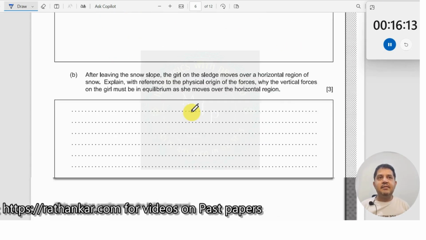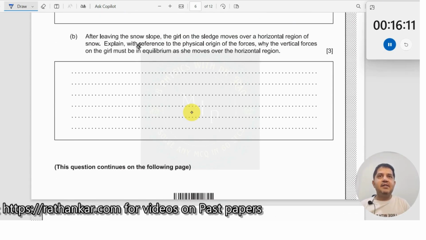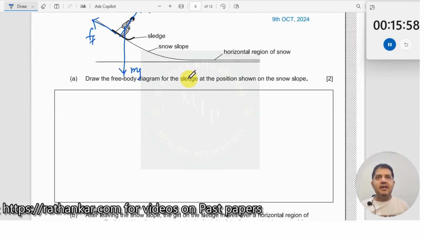Then, next one. After leaving the snow slope, the girl on the sledge moves over a horizontal region of the snow. Explain with reference to the physical origin of forces why the vertical forces on the girl must be in equilibrium as she moves over the horizontal region. Okay, so why should the vertical forces be in equilibrium?